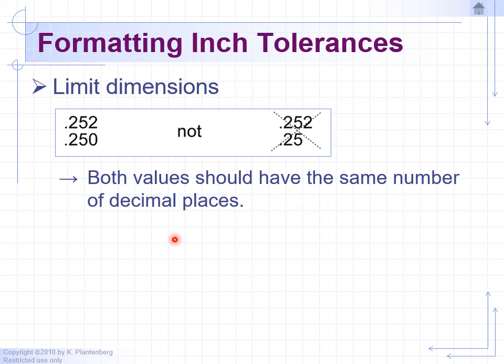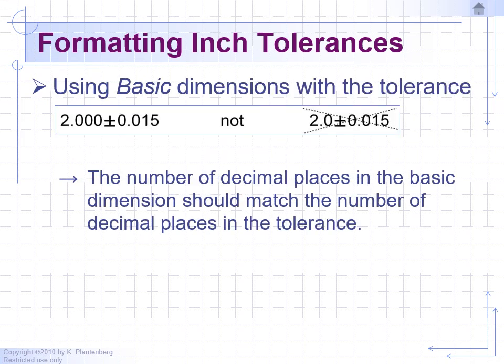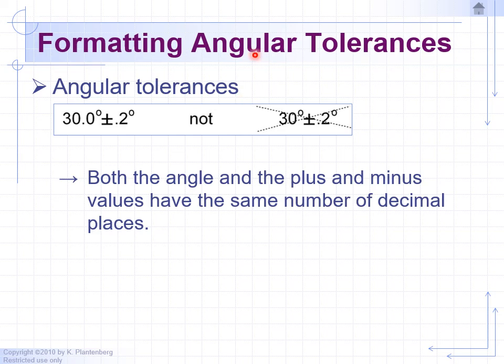Both values should have the same number of decimal places. And also with your basic dimension with your plus or minus, you should also have the same number of decimal places, 3 and 3. If you only have 1 decimal place, then this side should only show 1 decimal place. The number of decimal places in the basic dimension should match the number of decimal places in the tolerance. And same for angular tolerance. If it has 1 decimal place, the tolerance should also have 1 decimal place. Both the angle and the plus and minus values have the same number of decimal places.